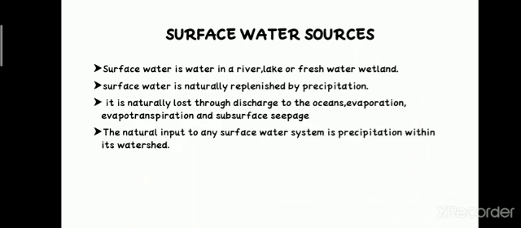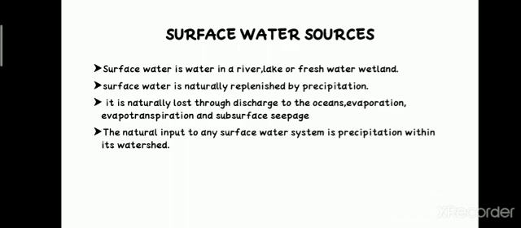Now we'll see the surface water sources. We know which are these surface water sources: rivers, lakes, etc. These get replenished by precipitation like rain, snowfall, etc., and they are lost through evaporation, evapotranspiration, subsurface seepage, etc. We know about all these things. We already studied these in the previous semesters.